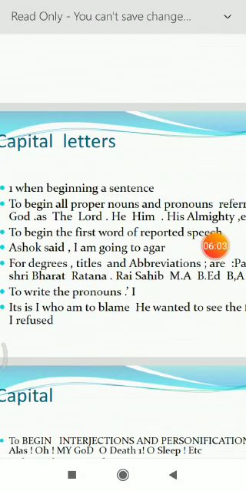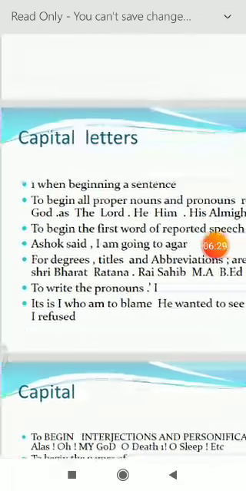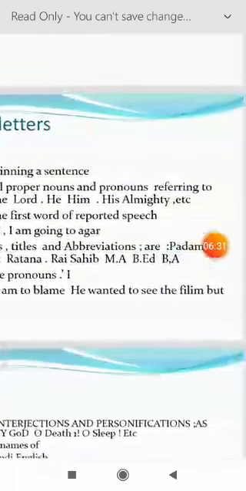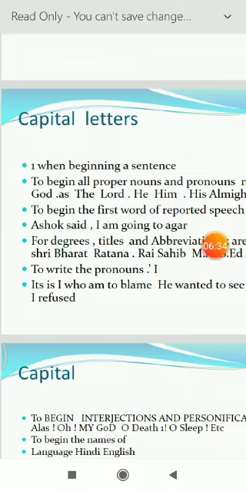To write the pronoun I: it's I who am to blame. So I is capital because it is a pronoun. "He wanted to see the film, but I refused." Here I is in the middle of the sentence, but it stands in place of a noun and must be capital. So, "it is I who am to blame" and "He wanted to see the film, but I refused."